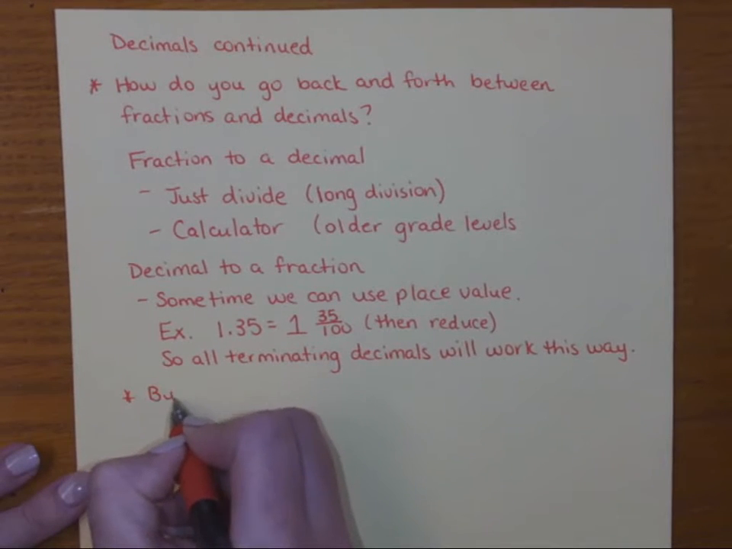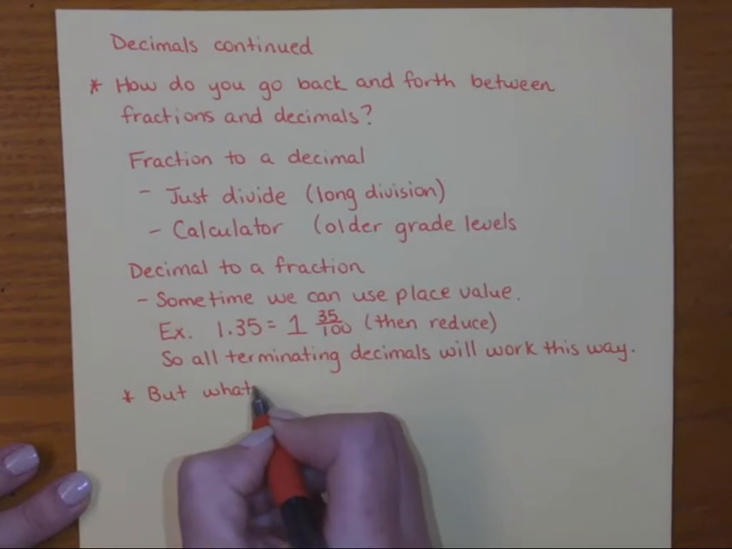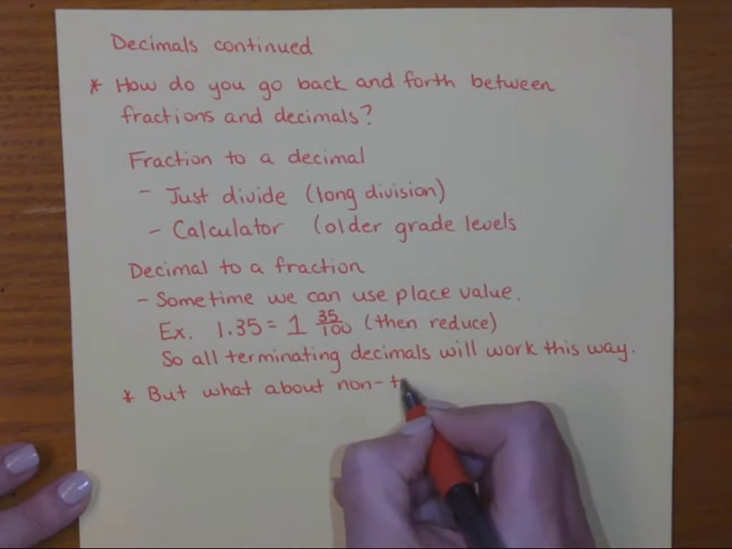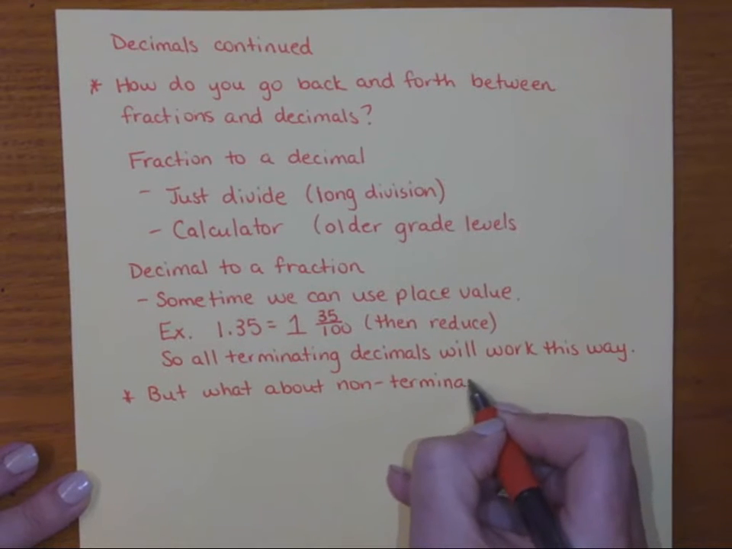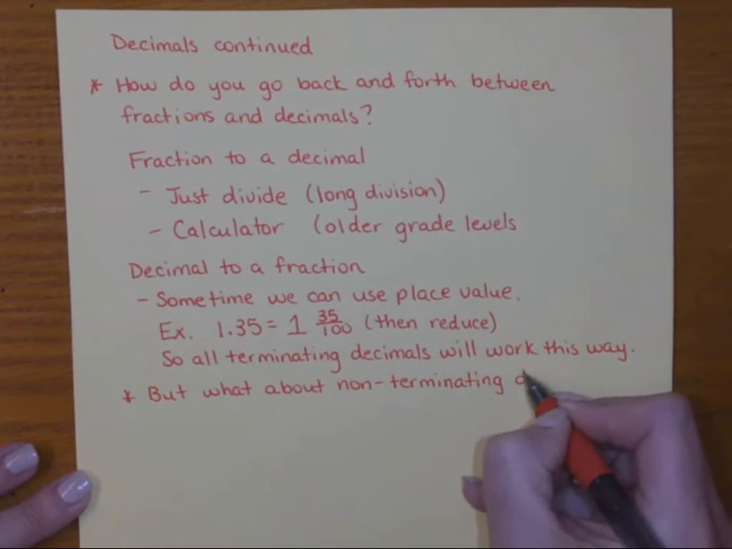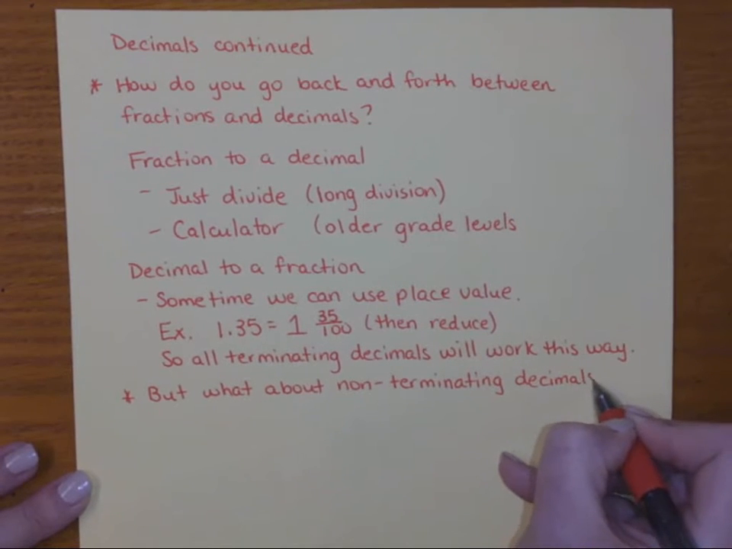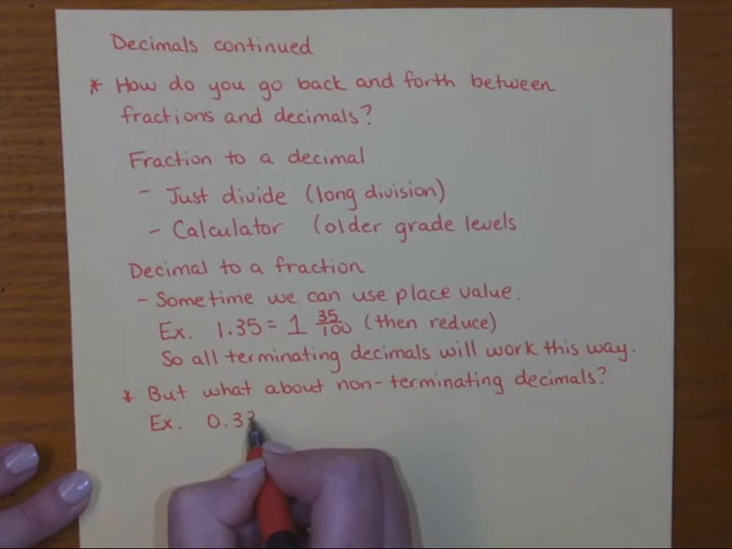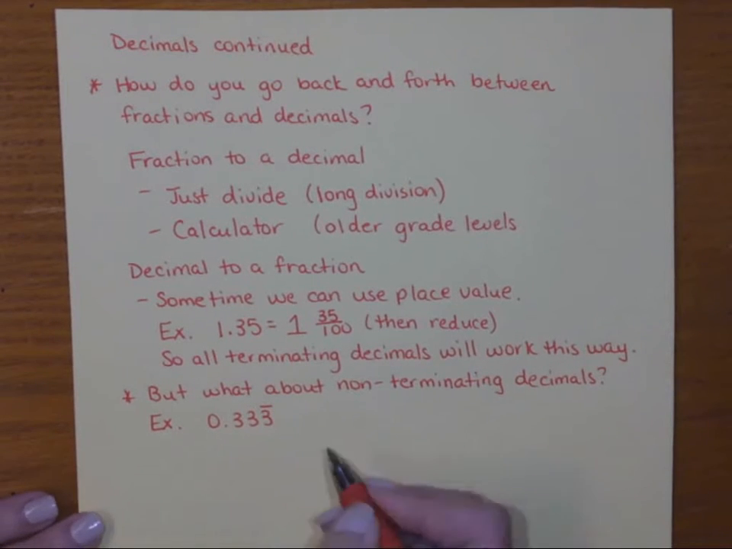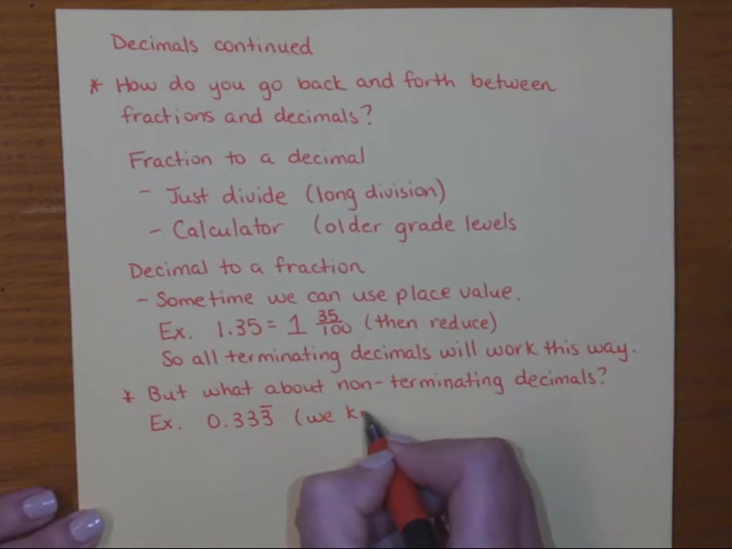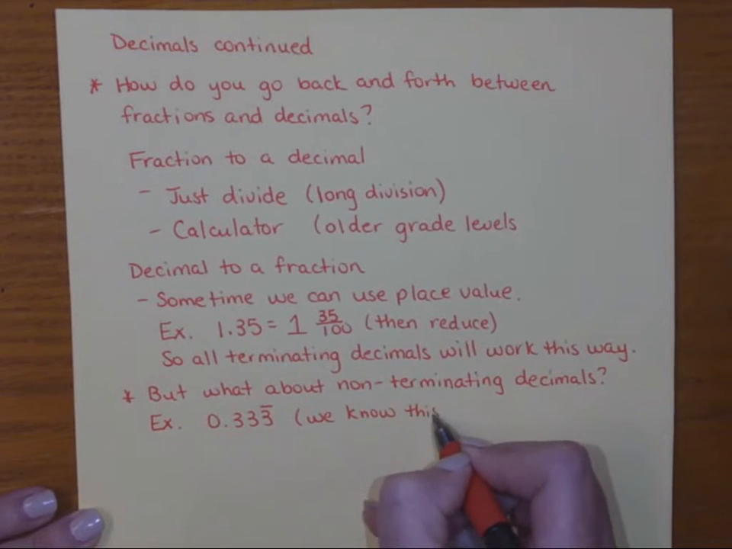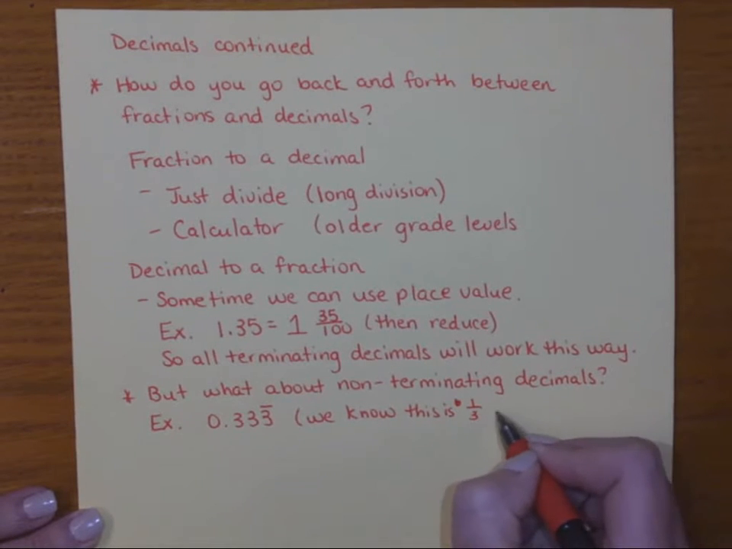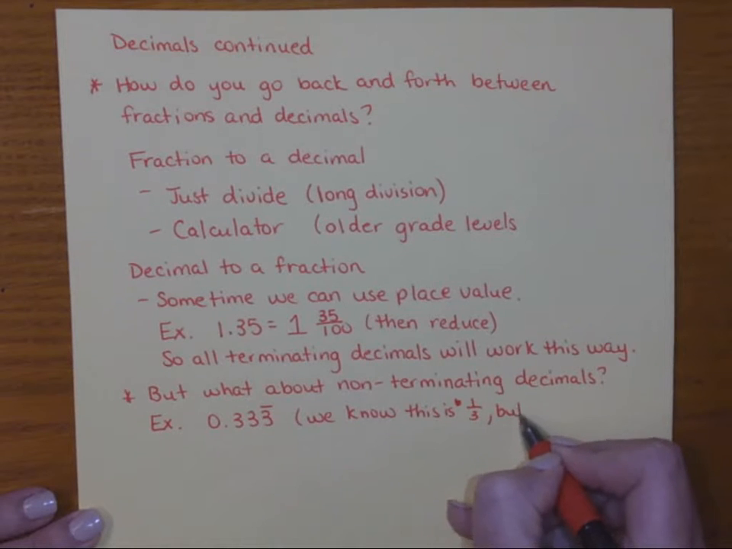So the more interesting question, though, is what about non-terminating decimals? What about those decimals that continue on forever and ever? Because we have some really common decimals that keep repeating. So let's take one that we know for sure. Hopefully, we know that 0.333, where the 3 just repeats, is 1/3. But how would we show it?